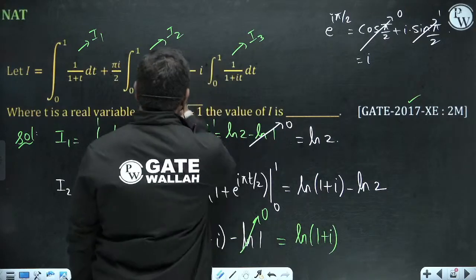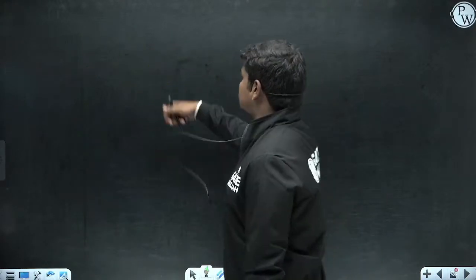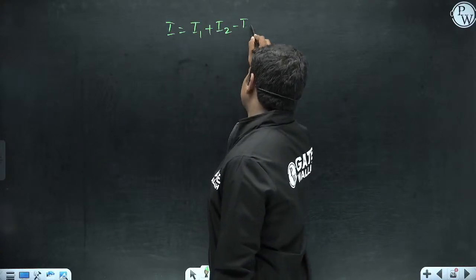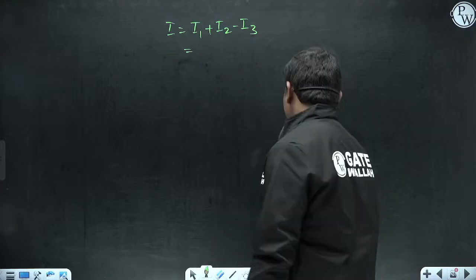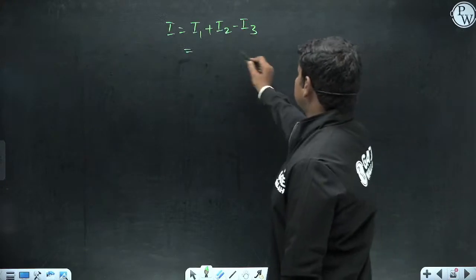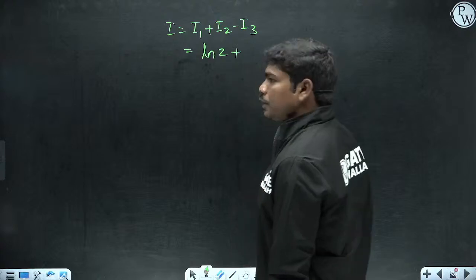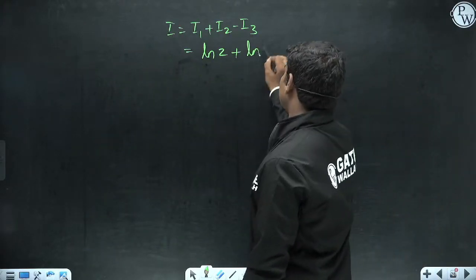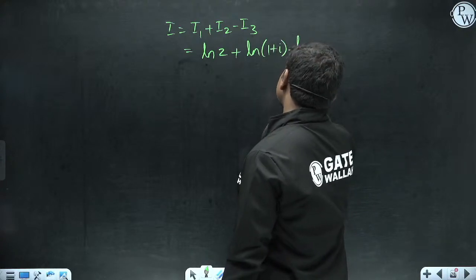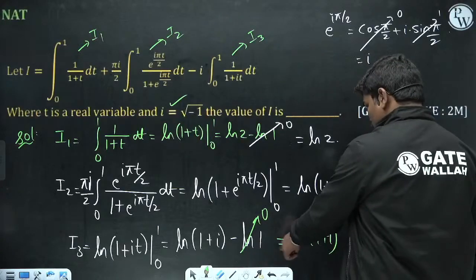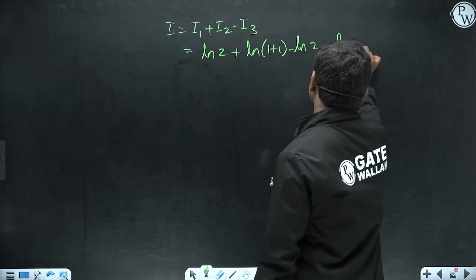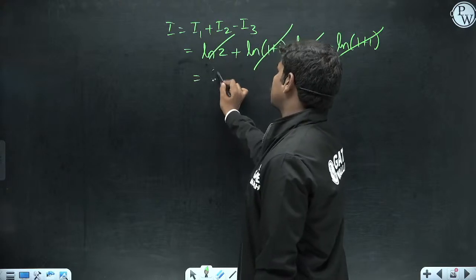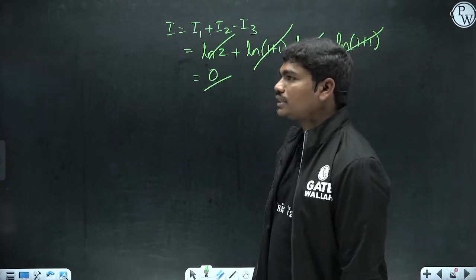Now you have I1 plus I2 minus I3. So do this calculation. I is equal to I1 plus I2 minus I3. What is the value of I1? The value of I1 is ln 2, plus I2, which is ln of 1 plus i minus ln 2, minus I3. What was the value of I3? ln of 1 plus i again. So from here it is very clear that these two terms will cancel, and these two will also cancel. So the final answer is 0. Clear? So the correct answer is 0.